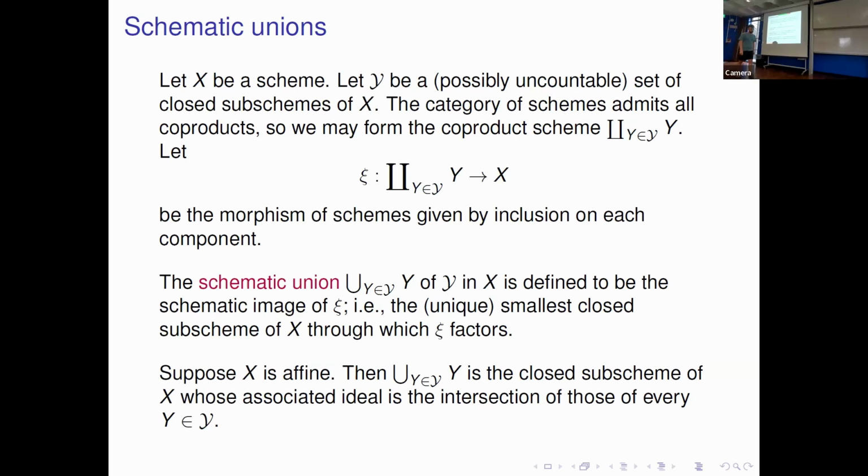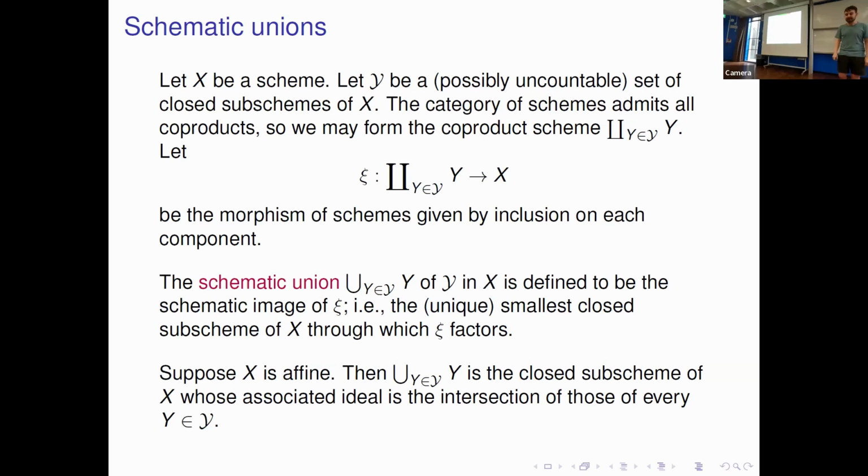Now, in our case, that's a universal object. Sorry? Is that a universal object? Yeah, it's a universal object, in the sense that every morphism through to a closed subscheme is going to go first via that. Yeah, in that sense.